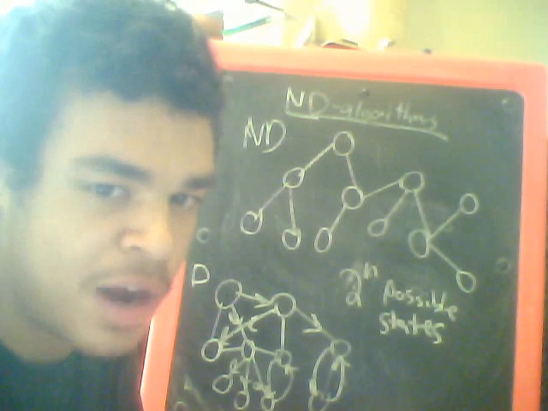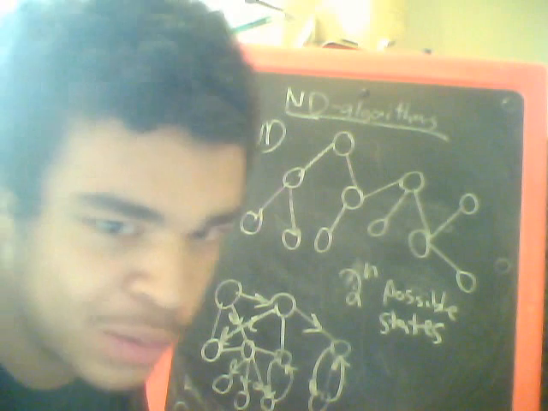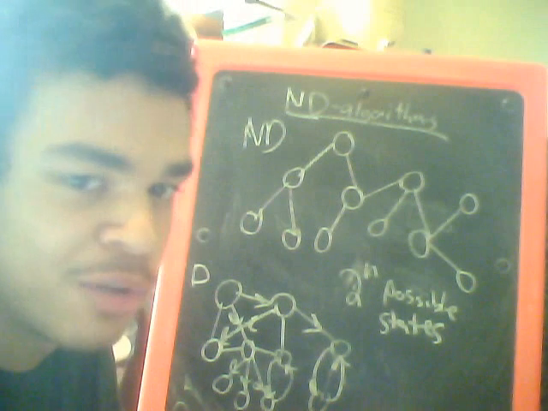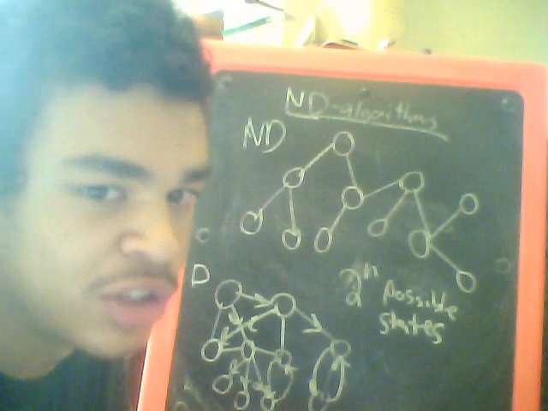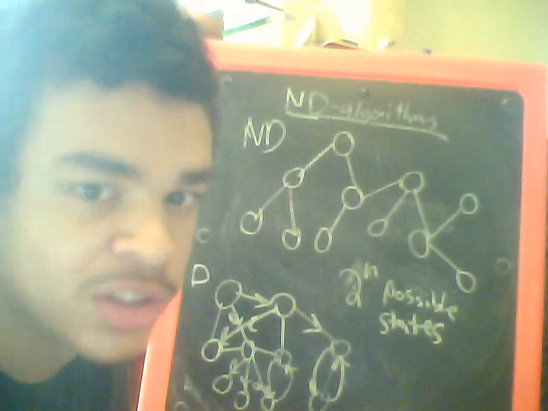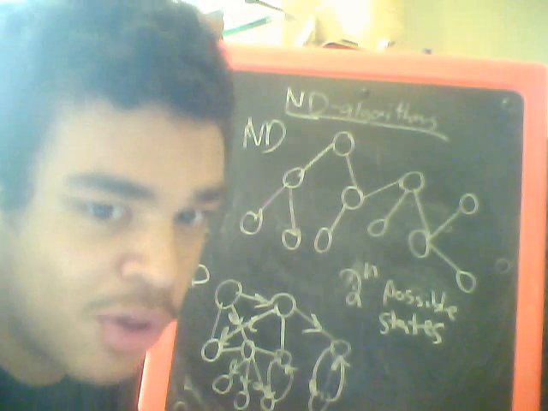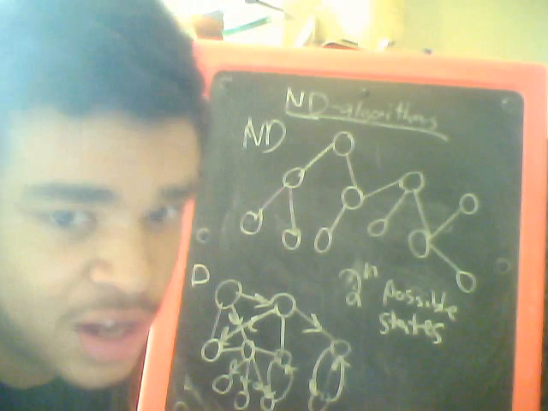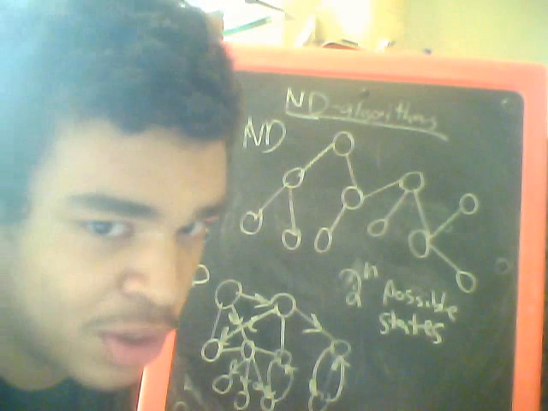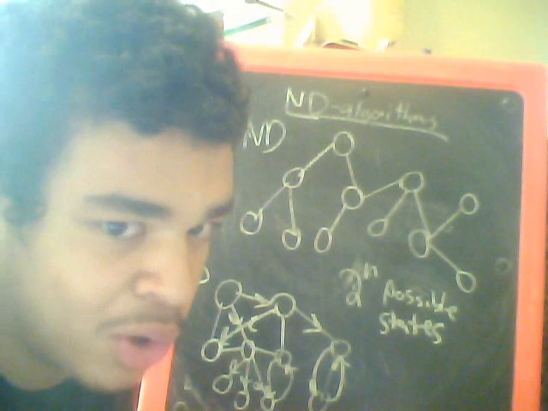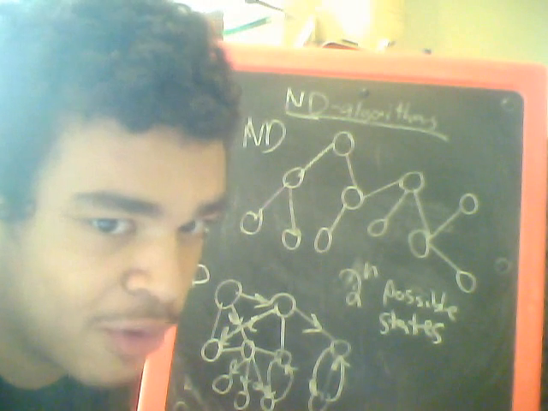Okay, this video is on non-deterministic algorithms, as I said it would be from the previous video. Well, we covered a deterministic algorithm. It's where each step has one continuation from the previous state. Now, a non-deterministic algorithm is where you have multiple continuations of a previous state.